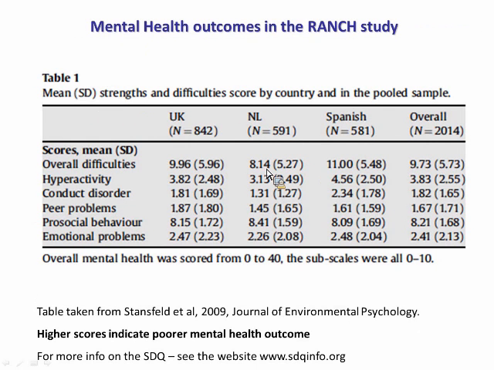We did have differences between the countries, so the children in the Netherlands tended to score lower. A low score is better mental health on this scale, a high score is poorer mental health, with the children from the UK and the Spanish children having the higher scores.